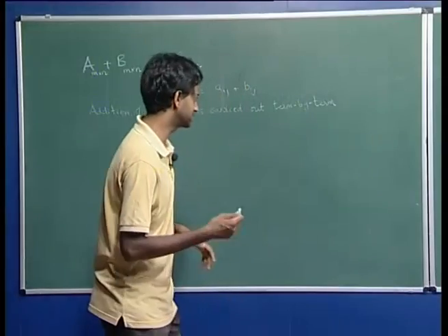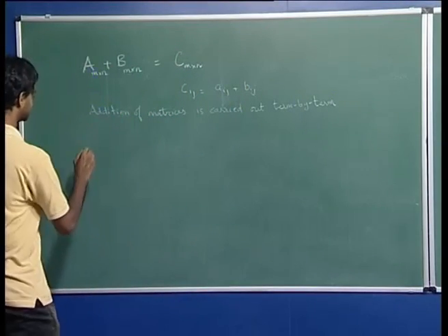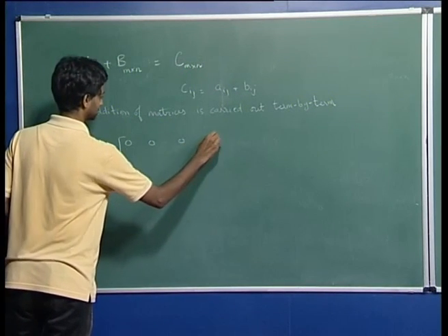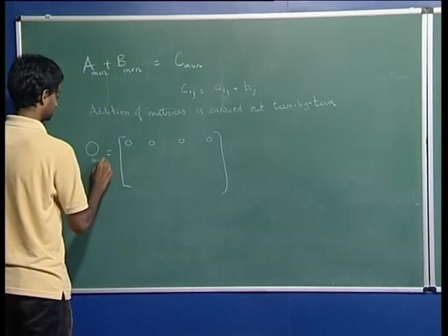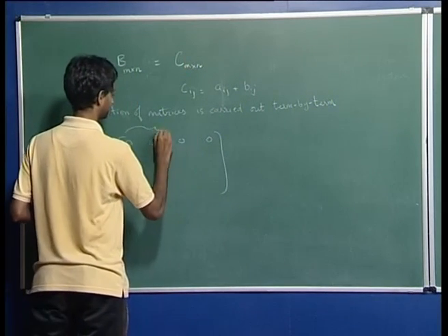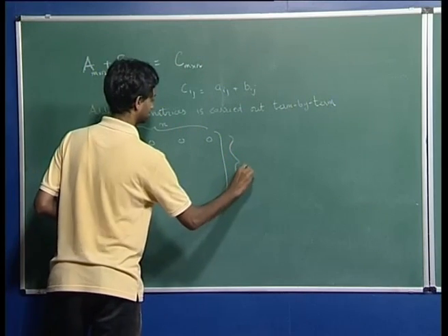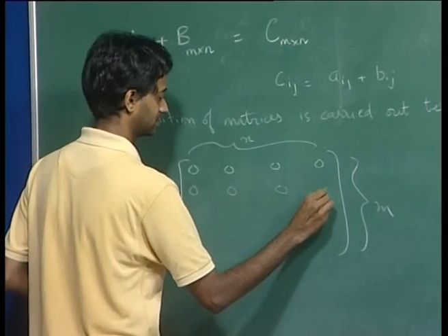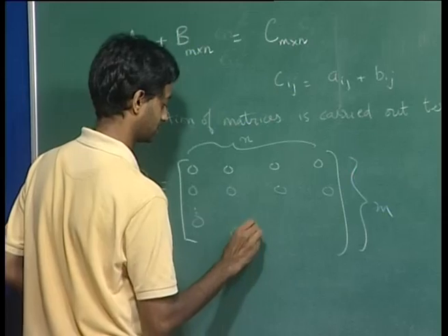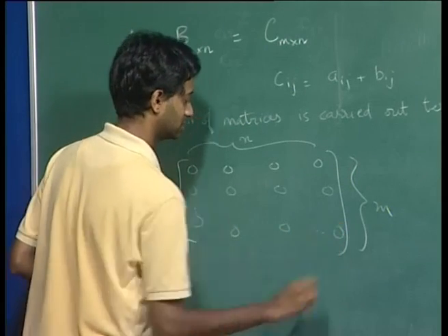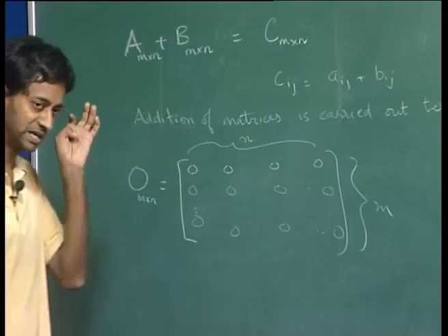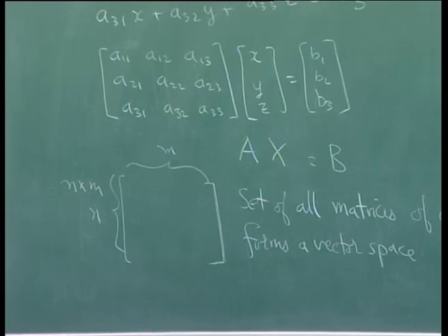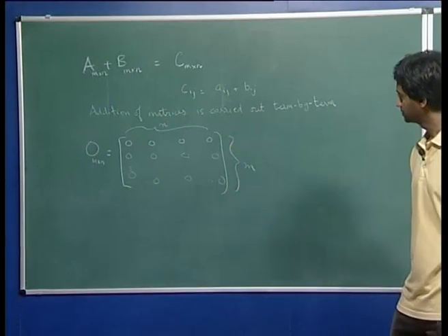And you can easily show that this will contain the 0 matrix. The 0 matrix is the matrix with 0. So you have n elements here, m elements here. The 0 matrix of order m by n will just have zeros everywhere. So a matrix with zeros everywhere is the 0 matrix, and this is the identity for addition of matrices. Similarly, the inverse of any matrix is also defined.